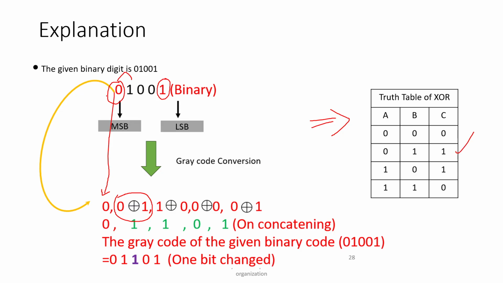So the exclusive OR of 0 and 1 is 1. For the next bit, we take the second and third bit, 1 XOR 0, which is again 1. The next bit is 0 XOR 0, which is 0. Then the next bit is 0 XOR 1, which is 1. Now what is the gray code? The corresponding gray code for the given binary code is 0, 1, 1, 0, 1. This is binary to gray code.